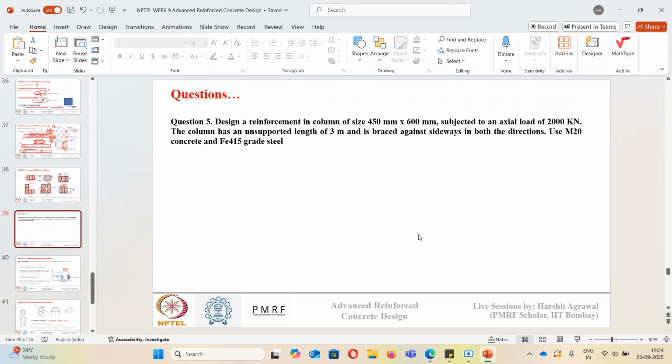Can anyone tell me how they will proceed with this question? We have been given the size of the column, 450 cross 300. We know the unfactored axial load acting on the column. We know the unsupported length of the column, and we know that it is braced against sideways, so along both directions it is braced. We know all these details, and we need to use M20 grade concrete and Fe415 grade steel. So what will be the procedure?